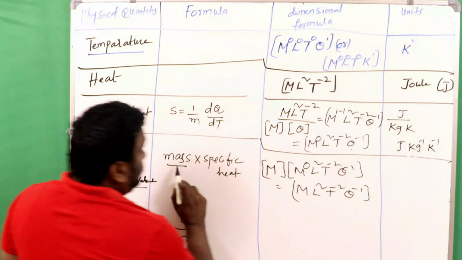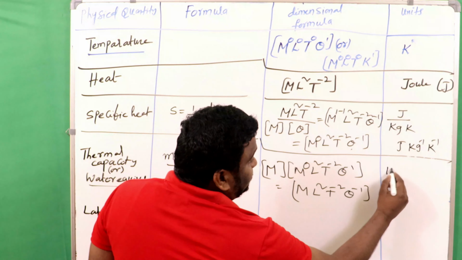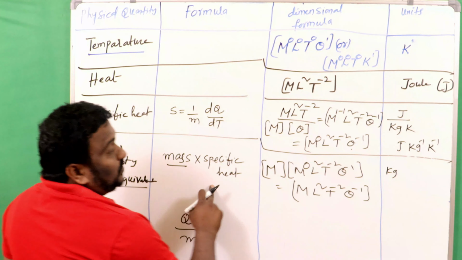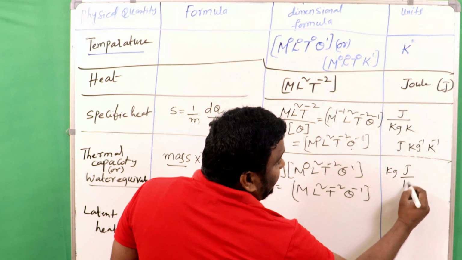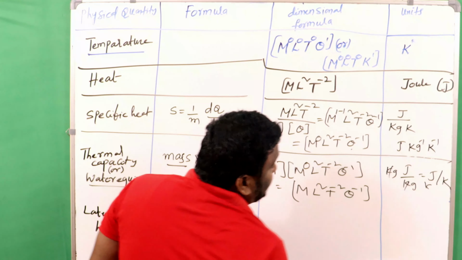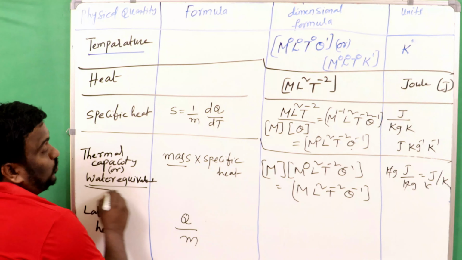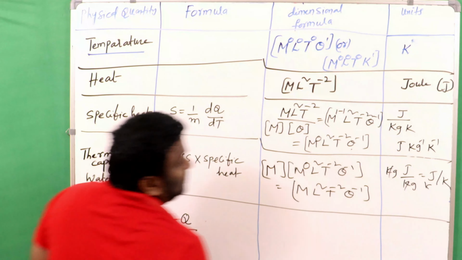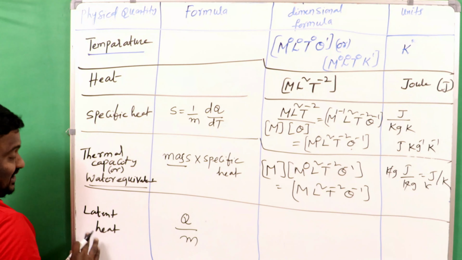So what is the mass unit? Kg. And the specific heat unit is joule by kg Kelvin. Kg cancels, so what you get is joule per Kelvin, which is the unit for thermal capacity or water equivalent. Clear? And next here, latent heat.